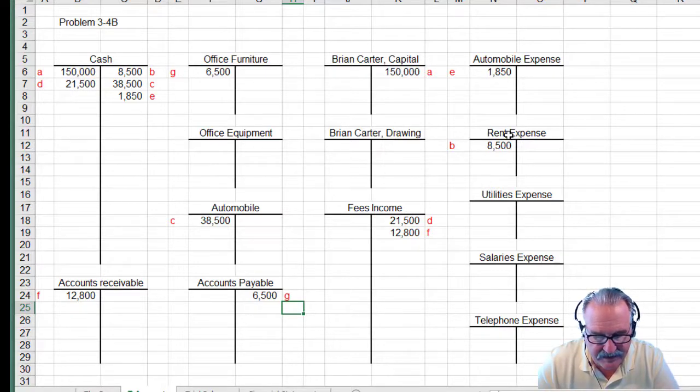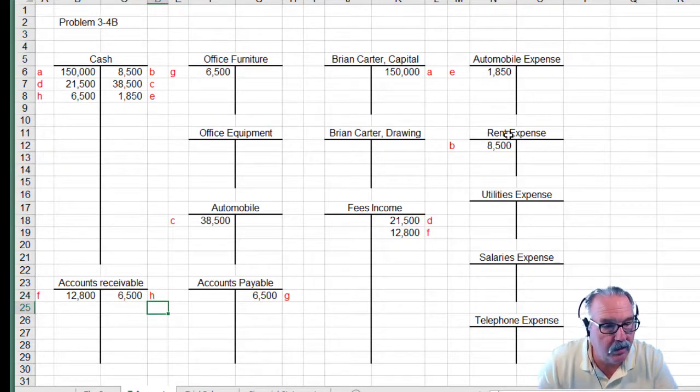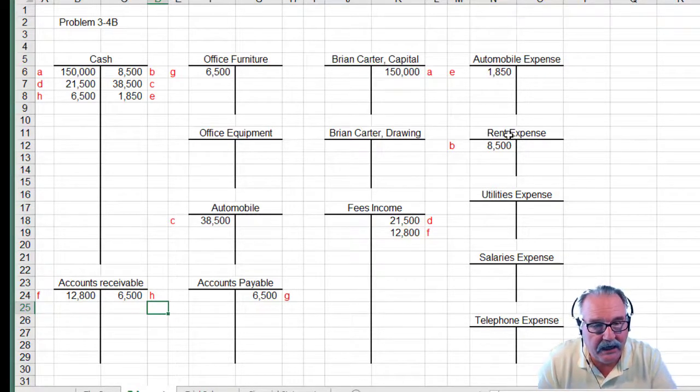H, received $6,500 from credit clients. So one of our customers paid us. Cash is going up. This is transaction H. $6,500 on the debit side of cash and $6,500 on the credit side of accounts receivable. Accounts receivable is going down. Why? The customers paid us. So yeehaw, we got the cash, it went into the bank.